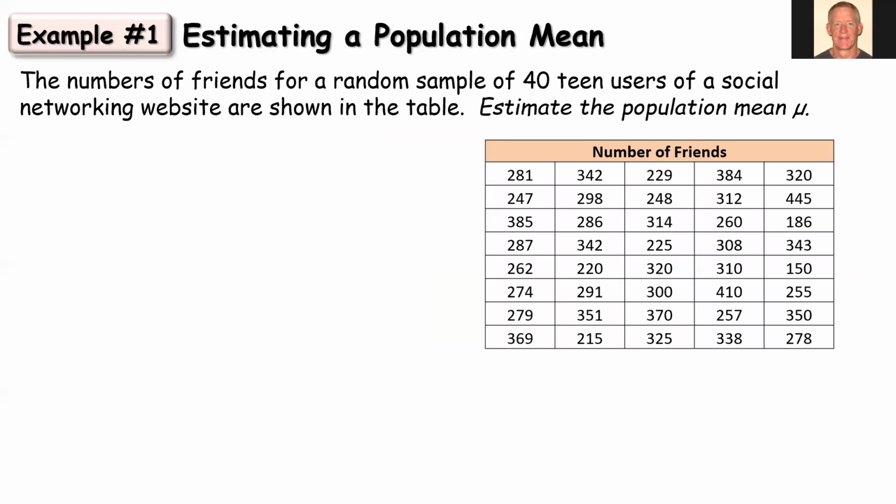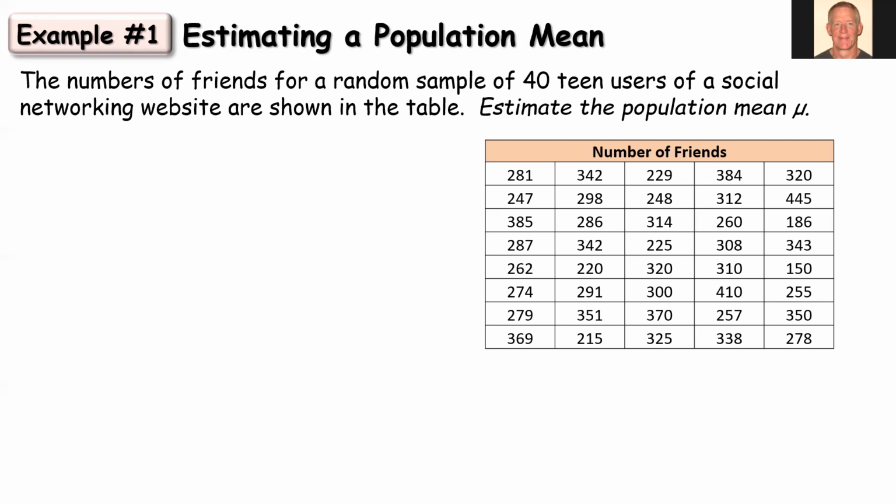All right, so the first thing we're going to look at is estimating a population mean. So let's look at this example. The number of friends for a random sample of 40 teen users of a social media networking website are shown in the table. And then we're being asked to estimate the population mean, mu. So this is the parameter of the population, but we have statistical data to look at and then draw some conclusions. So here's a table. Here's how we've organized the data. We just put all 40 values into this table here.